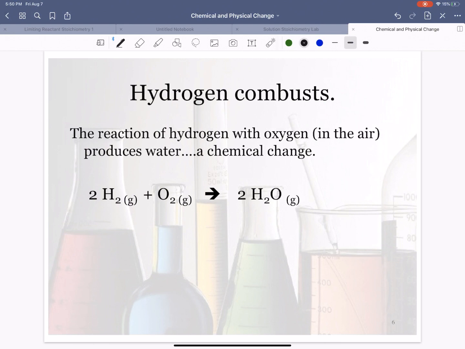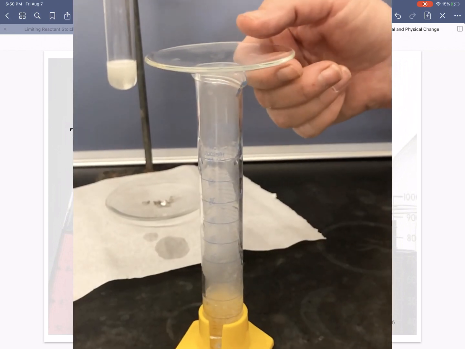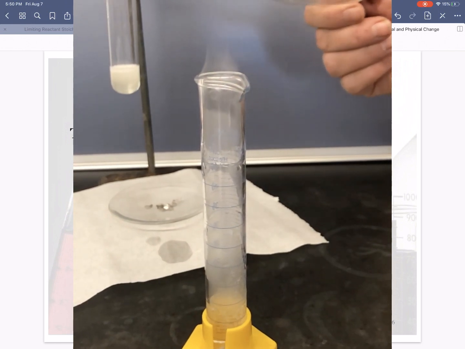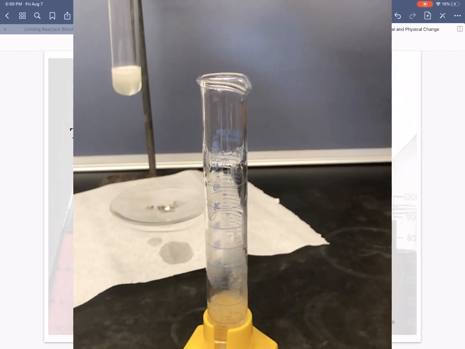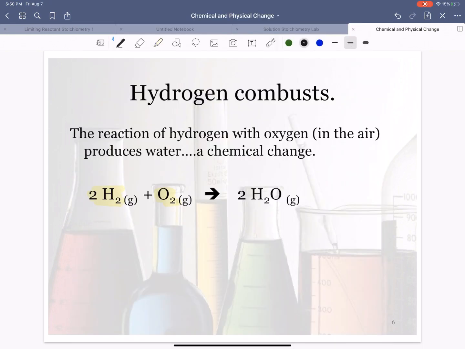The hydrogen that is produced from the metal reacting with acid, that hydrogen can combine with oxygen in the air. And so we begin with a mixture of 2 elements. But if bonds break and new bonds form, we end up with a different product, chemical change.